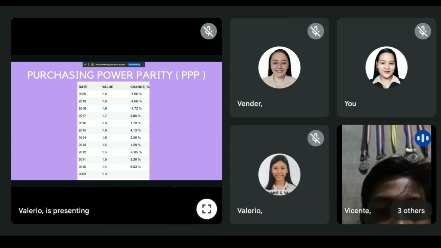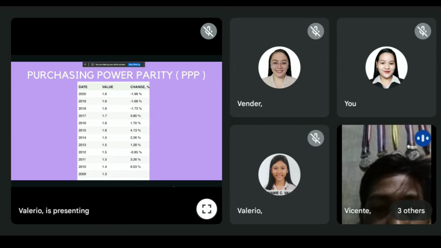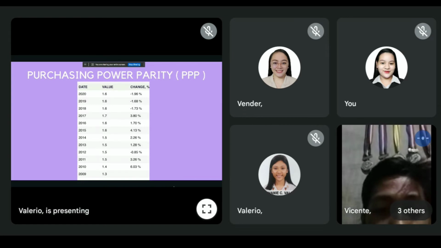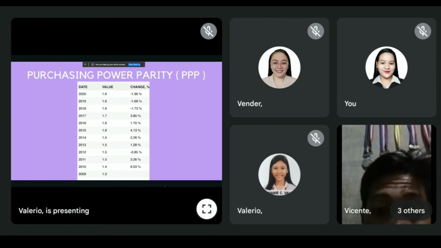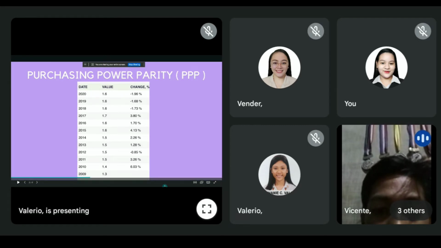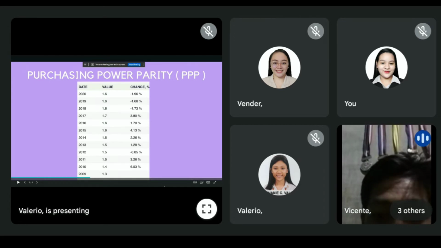Purchasing power parity conversion factor is the number of units of a country's currency required to buy the same amounts of goods and services in the domestic market as a US dollar would buy in the United States. That conversion factor is for GDP.